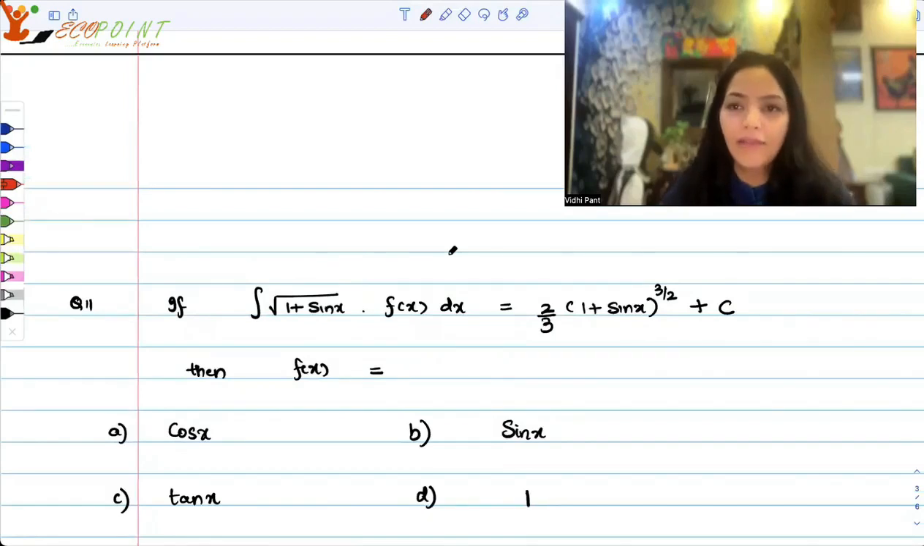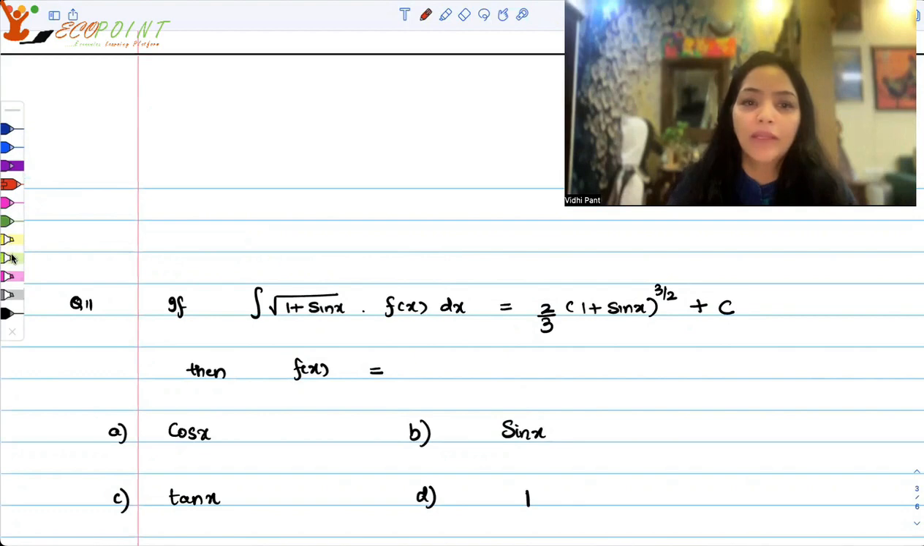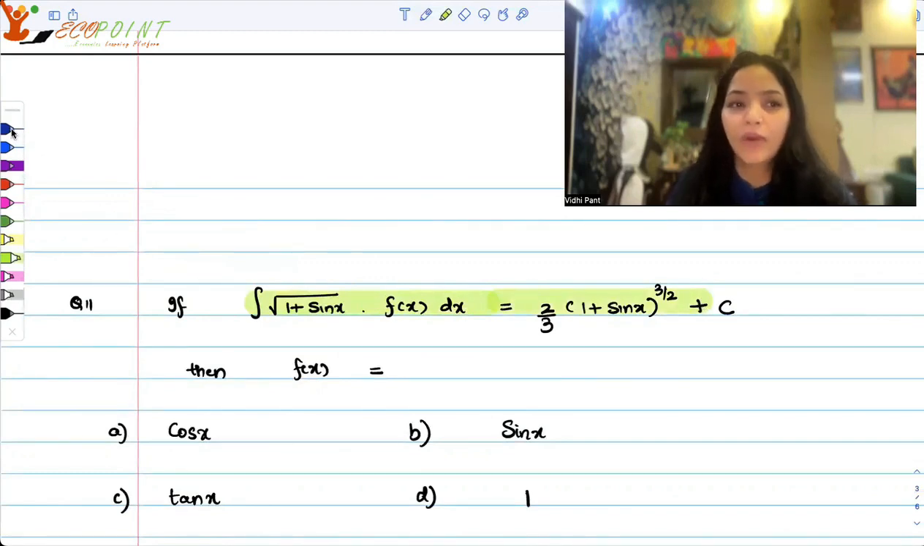Hi guys, next I have an integration question for you. If the integral of square root of 1 plus sine x multiplied by f(x) dx is equal to 2 by 3 (1 plus sine x) to the power 3 by 2 plus c, then what is f(x)? We need to find out what f(x) is. Our options are cos x, sine x, tan x, 1.